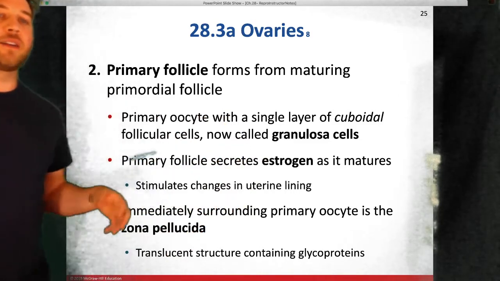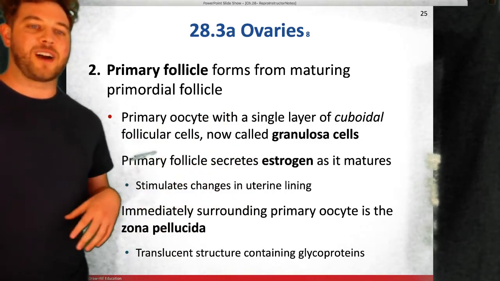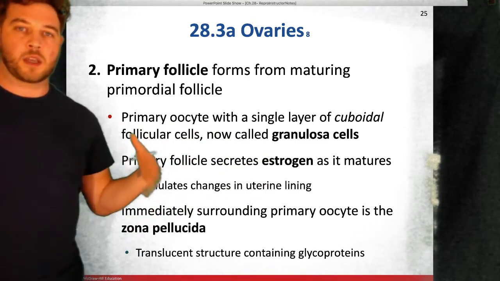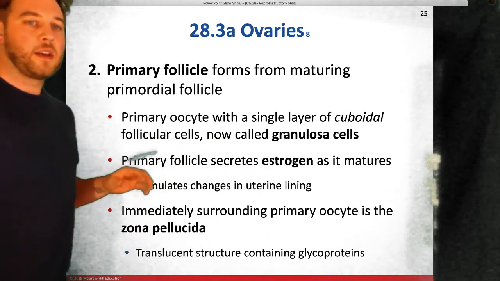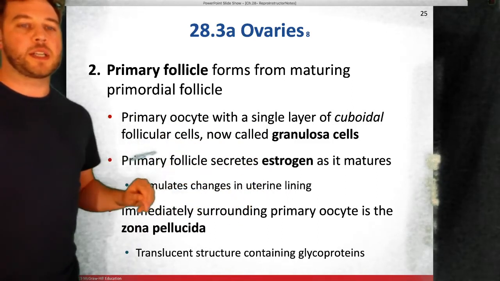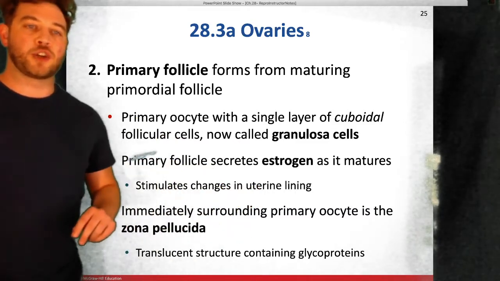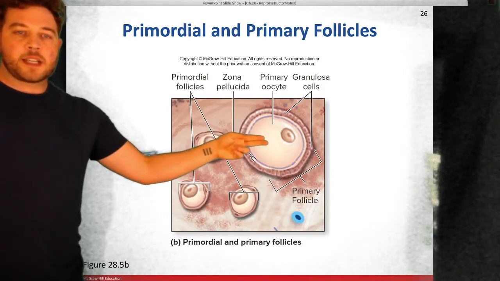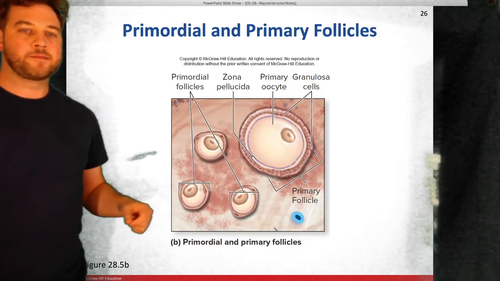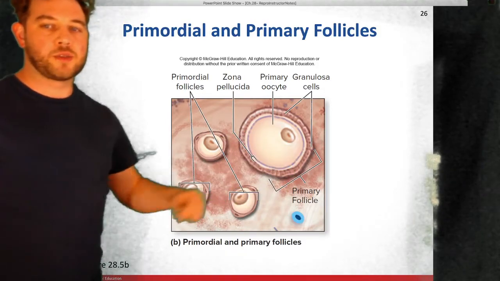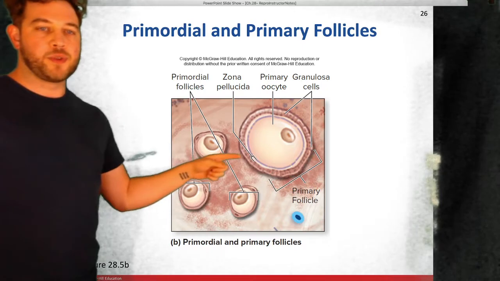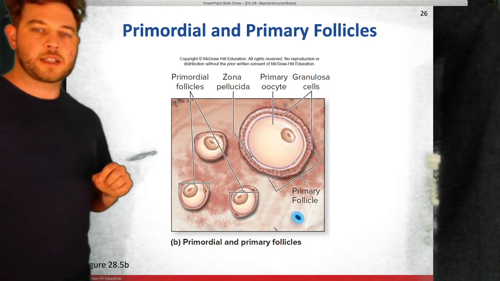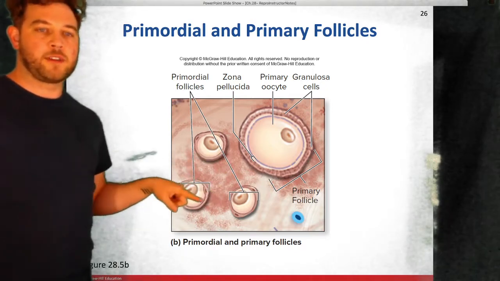Same thing here. You have estrogen being secreted by the primary follicle. So it's not only supporting the oocyte in its development, it's also caring for its future implantation. Immediately surrounding the primary oocyte is the zona pellucida. Important. It's a translucent structure containing glycoproteins. So the primary oocyte is surrounded by these granulosa cells. Together they make the primary follicle. You have the zona pellucida, this area of glycoproteins surrounding the oocyte, and then these other developing primordial follicles.